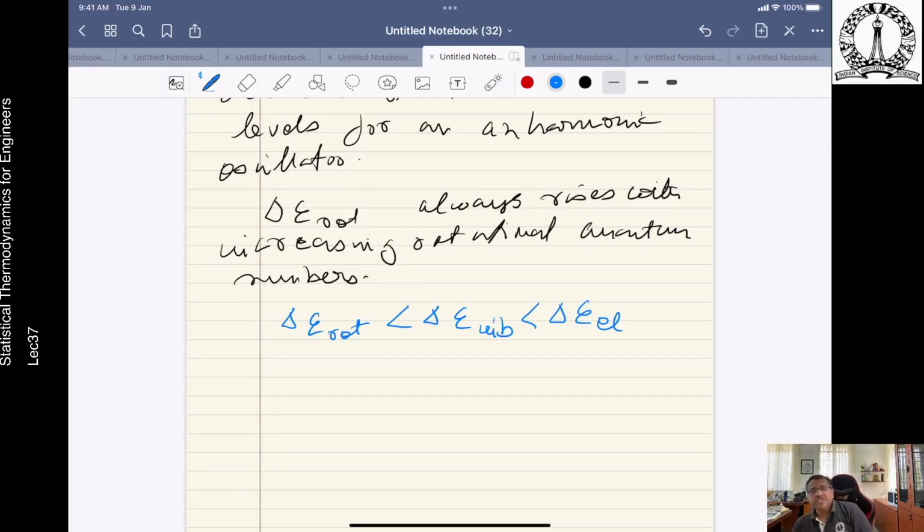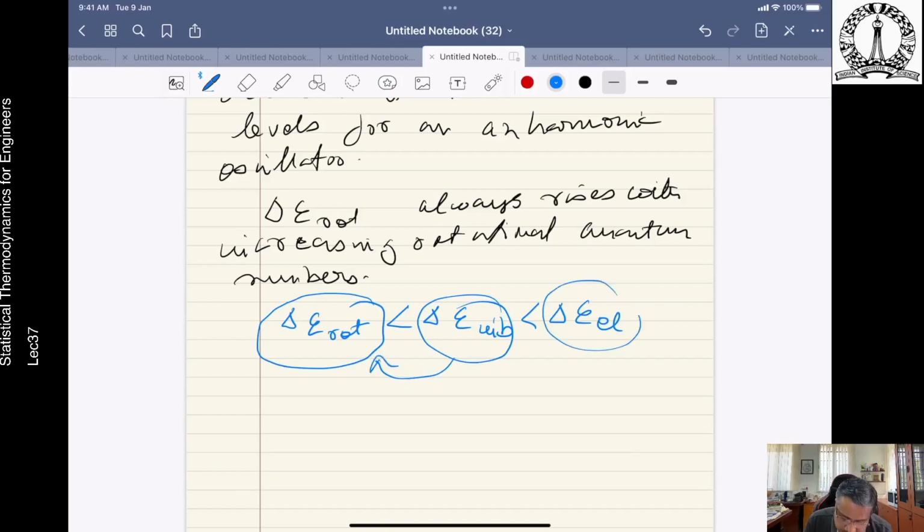In other words, the energy gap for a vibrational mode is less than that for the electronic mode, but greater than the rotational mode. This result, of course, is consistent with the characteristic temperatures. So the vibrational energy gap is much more than the rotational one, and the electronic one is much more than that. Now that you know that these can be separated, the separation of energy modes will also play an important role in the evaluation of the macroscopic properties.